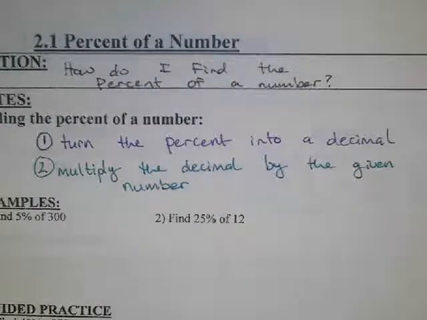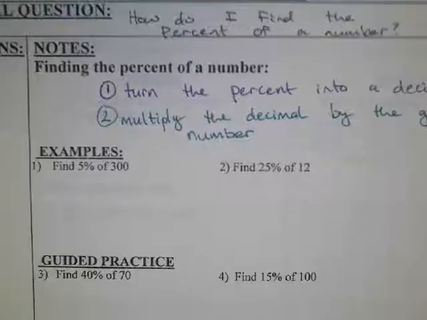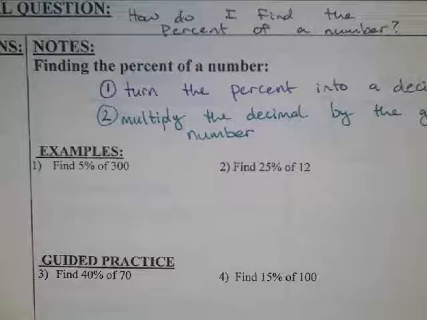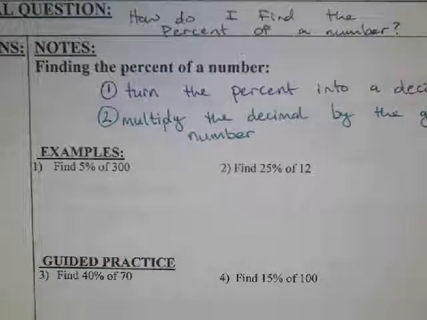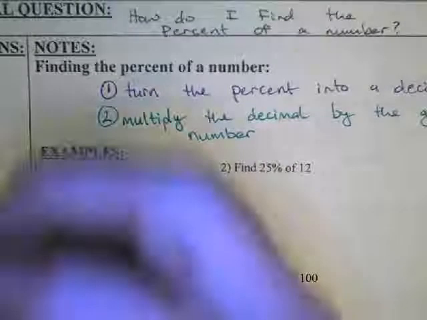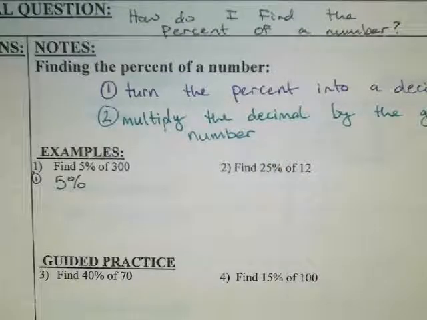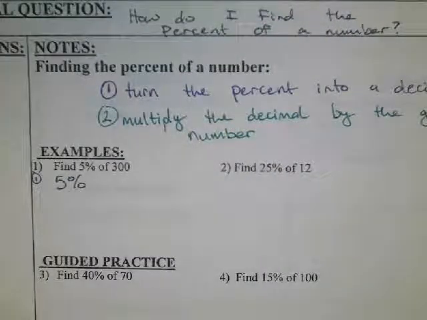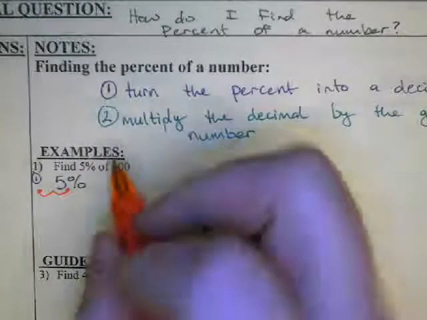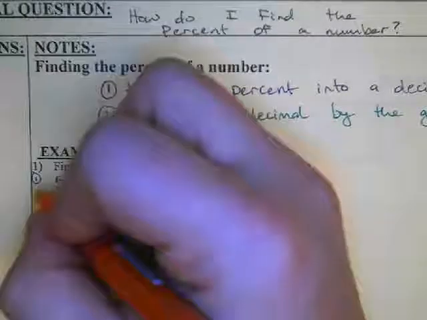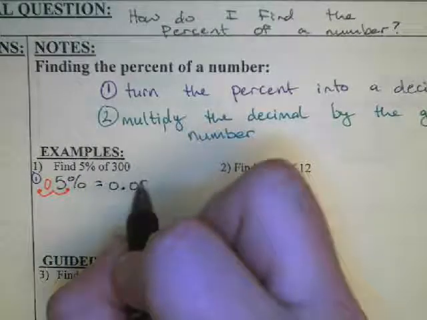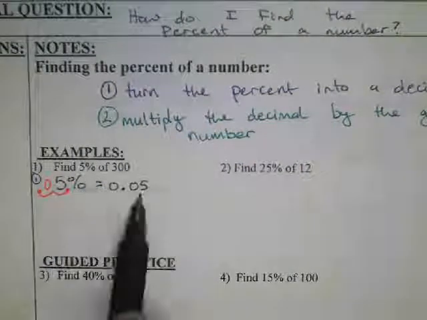So in our first example, we want to find 5% of 300. The first thing we'll do is we will take that 5% and we'll turn it into our decimal. So here's step one. We'll take 5% and turn it into that decimal, moving our decimal twice, 1, 2, and filling in a 0 in that blank spot, and we know that that will equal 0.05. So we've turned our percent into a decimal.